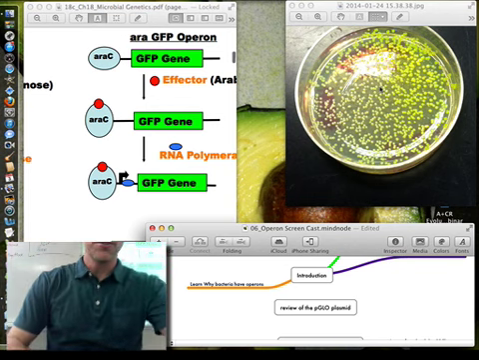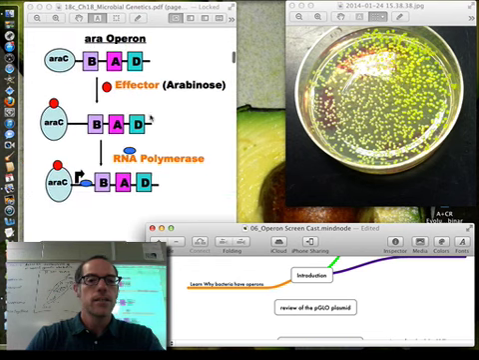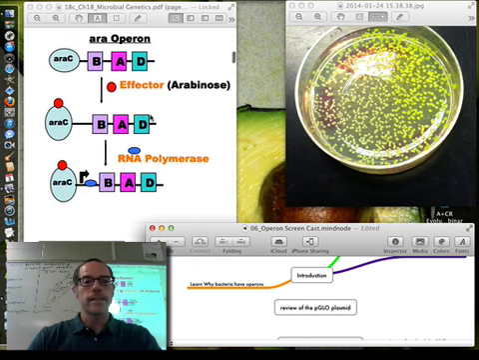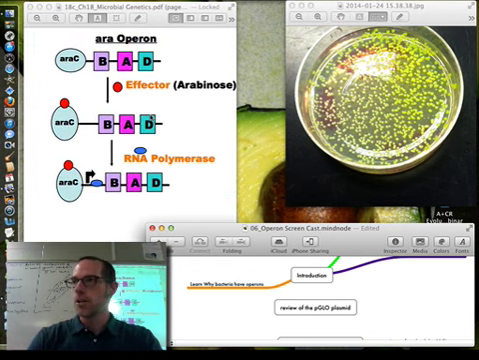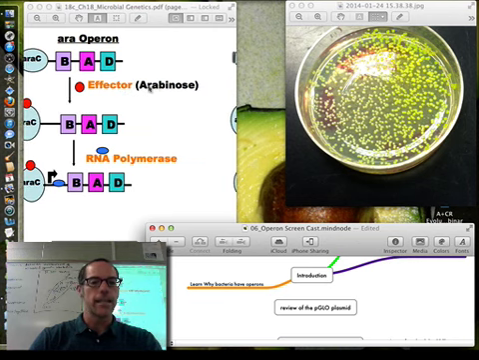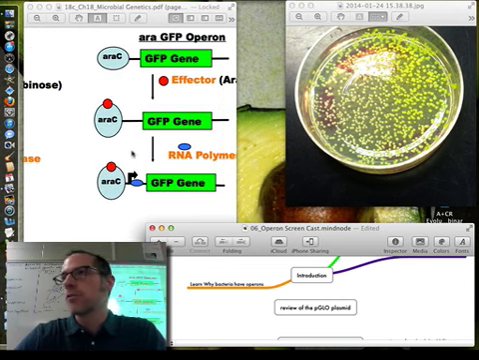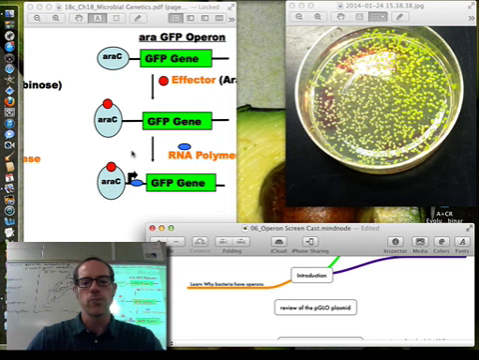I think it's cool. And the reason it works is because the folks that design the lab know how operons work. And essentially, what's really cool is they've taken a classic effector or inducer, this arabinose, and they've used it to not get arabinose metabolizing genes, but the expression of green fluorescent protein. I think it's really, really cool.